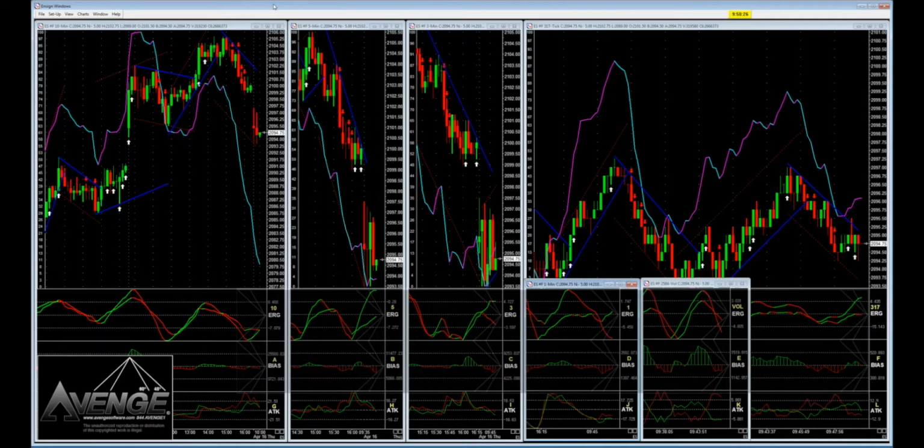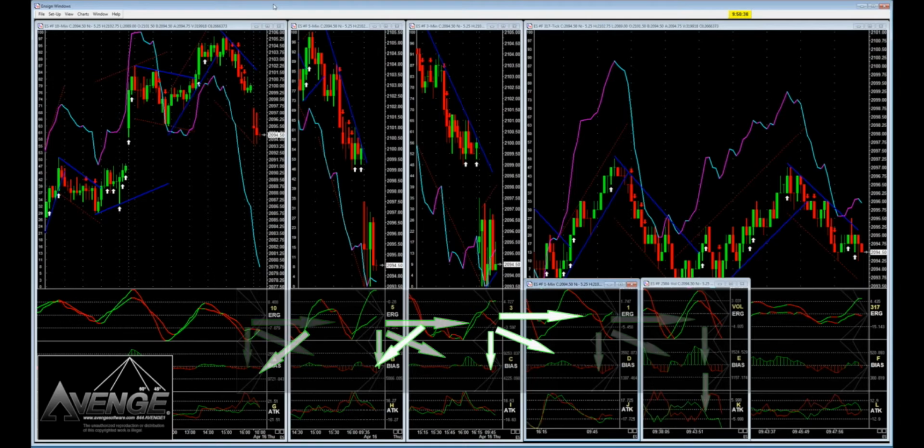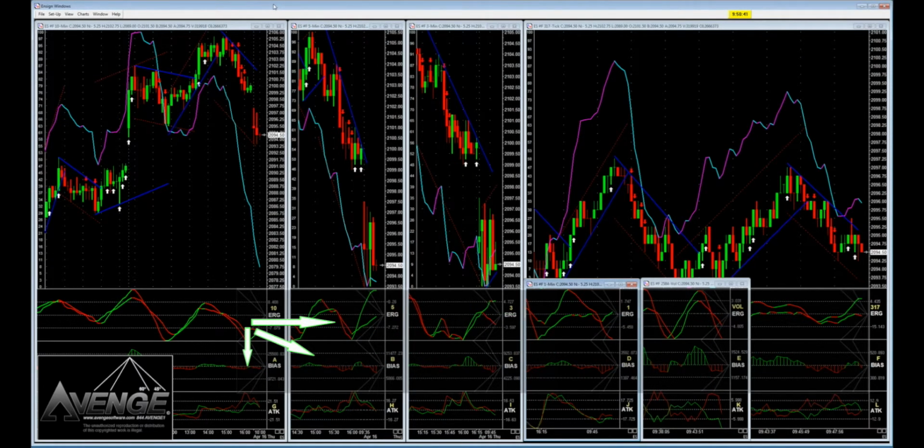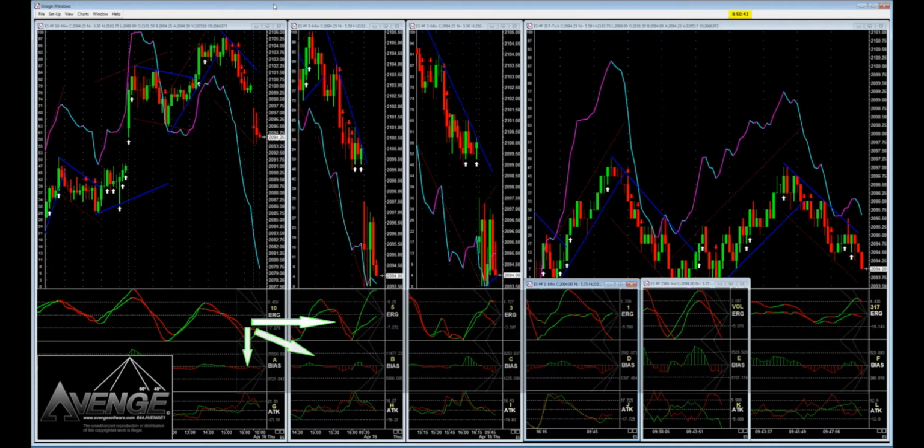In terms of our setups, we describe them in pairings, and we discussed them as base setups: base 10, base 5, base 3, and then the scalps. And so the base 10s are described by the pairings of the 10-minute ergodic and the 5-minute ergodic, the 10 ergodic and the A bias, the 10 ergodic and the B bias.